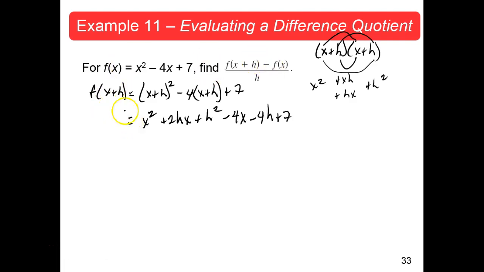And then what we want to do here is subtract f of x from that. So if you forget this, now we're going to do the difference quotient. It's f of x plus h, which is that part, minus, now be sure to put that in parentheses. What's your f of x?